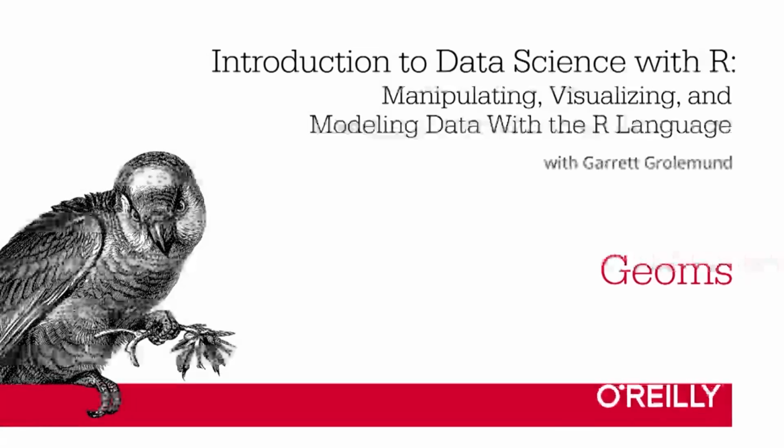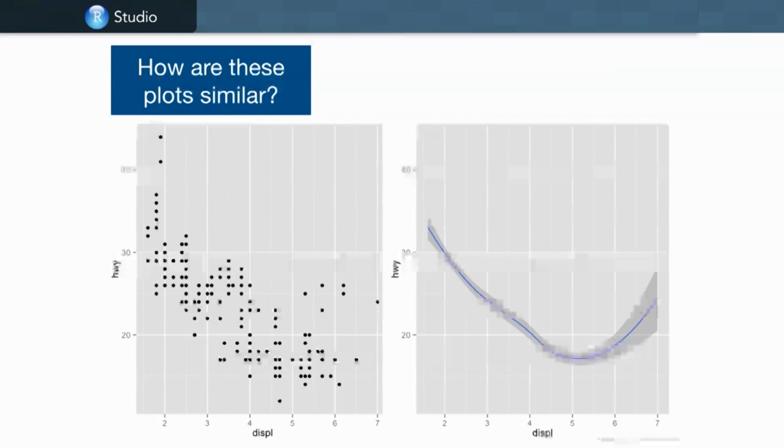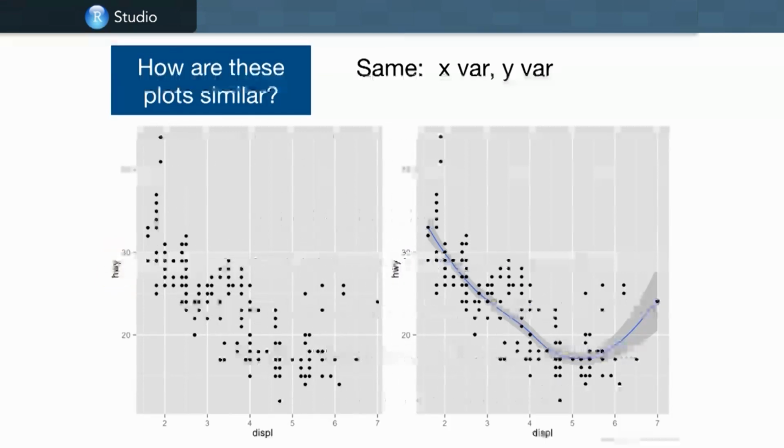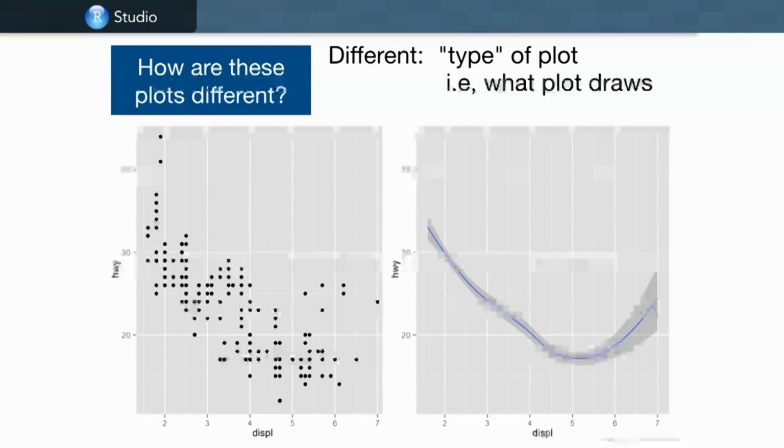If you look at these 2 plots, you'll notice some striking similarities. The plots are in fact different, but they each use the same x variable, displacement, and they each use the same y variable, highway. If you look hard, you'll notice that they each display the same data. They just display it in different ways. One uses a scatter plot and one uses a line chart. What's different between the plots is the type of the plot, or what you might call the thing the plot draws, or what you might call the geometric object.